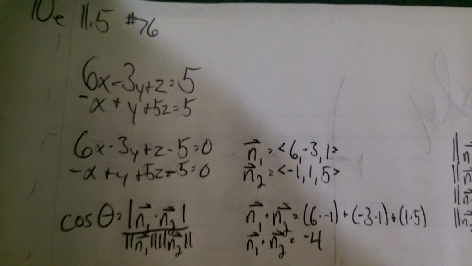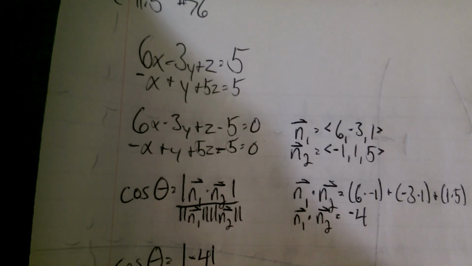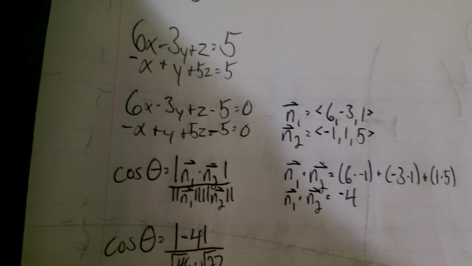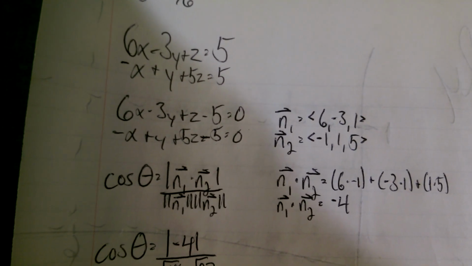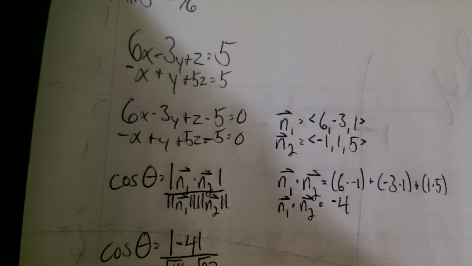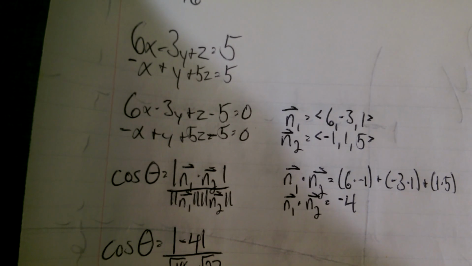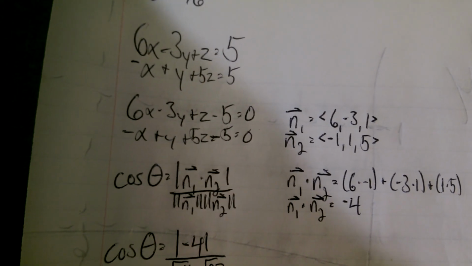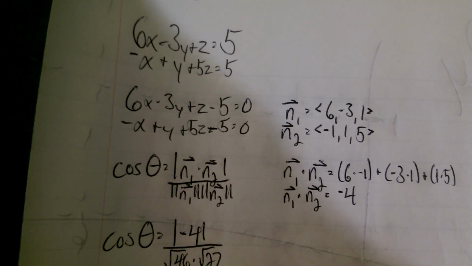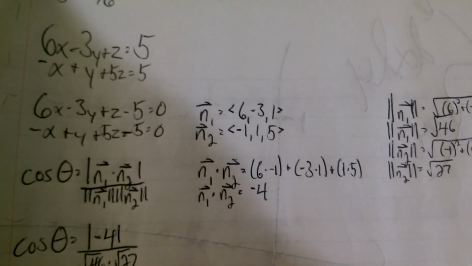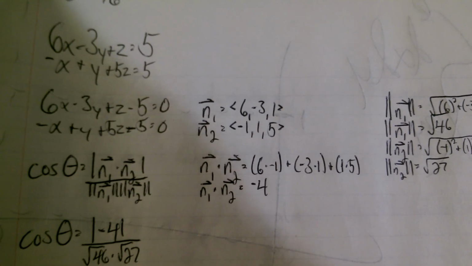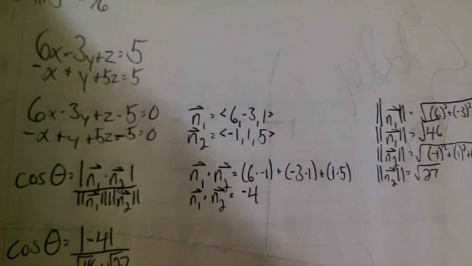Now to find the angle of intersection, the equation is cosine of theta equals the absolute value of the dot product of the two normal vectors divided by the magnitude of both vectors. Now remember, we use the absolute value because we want to force this to be an acute angle. So as you can see, we've done the dot product of the two vectors. That gives us a -4.